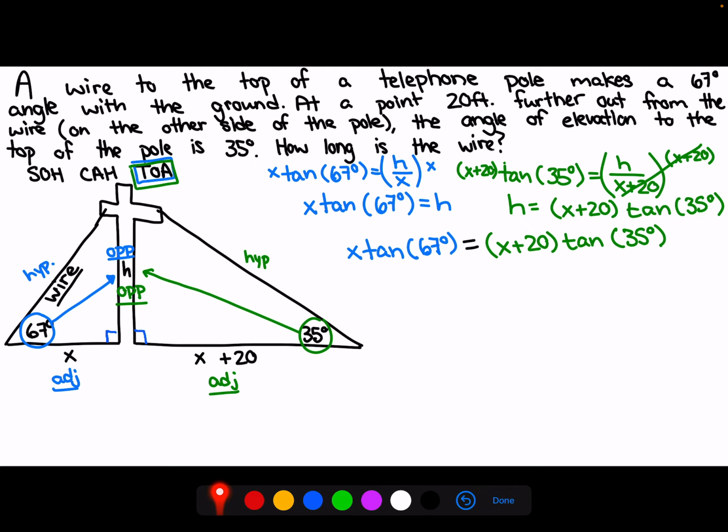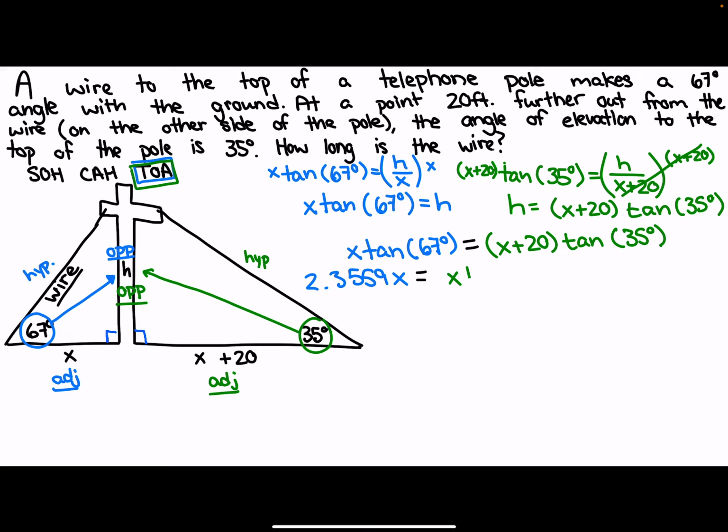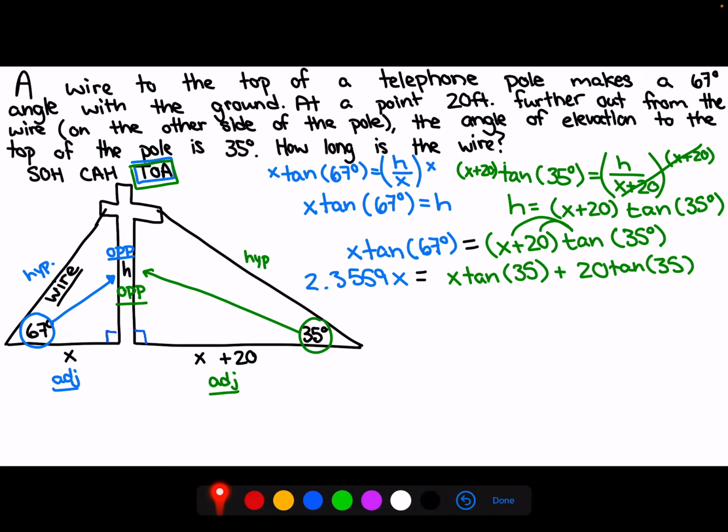Now, at this point, I'm going to go ahead and do tangent of 67 on the calculator and put it right next to the x. That way we can kind of see the values, because I want to make sure that we're noticing values in like terms as we go through the rest of this. On the right side of my equation, I'm going to distribute tangent of 35 through the parentheses. This will leave me with 2.3559x on the left equals x tangent of 35 plus 20 tangent of 35 on the right side.